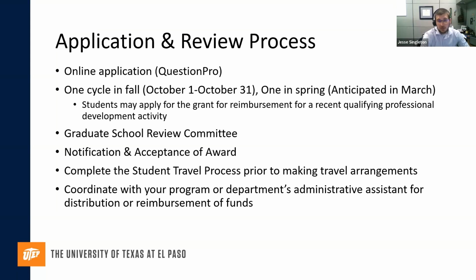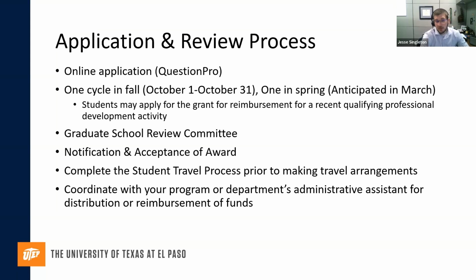Once you apply, it goes to a graduate school review committee. Myself and some other folks in the graduate school review those. Again, each application will get 2 reviewers. We have more than 2 people that review in the office here, but each person gets 2 reviewers, and then we average those scores. Once we know who we're able to fund, we will send out notifications to everyone who has applied, letting you know your status. And then for folks that have been selected, we'll ask you to accept your award so that we know you're going to be using it.